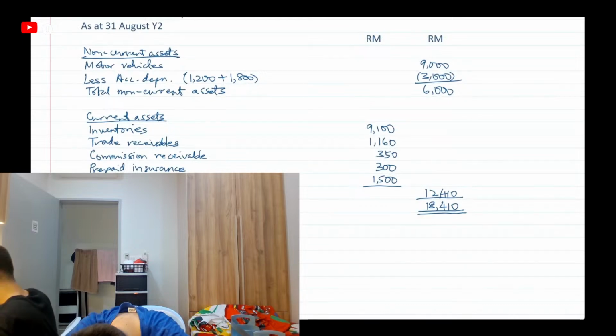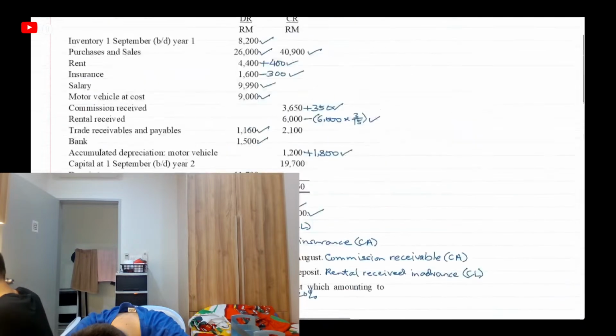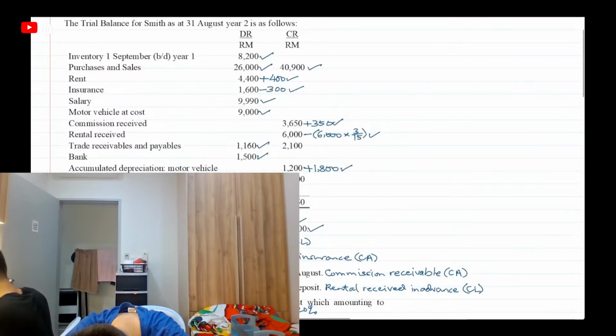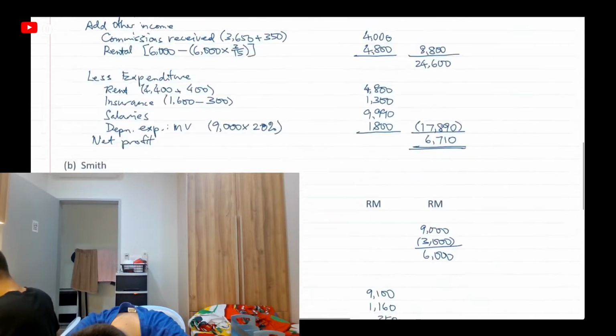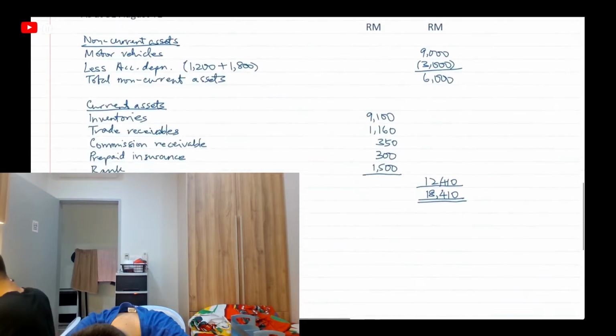We're going to calculate our closing equity or ending equity. We start with capital at the beginning of the year, opening capital, which is capital as at 1 September year 1. So this is our opening capital here. Capital at 1 September brought down, year 2. Okay, we call it year 2. I thought the previous year is year 1, isn't it? 1 September year 1. Let's call it year 2.